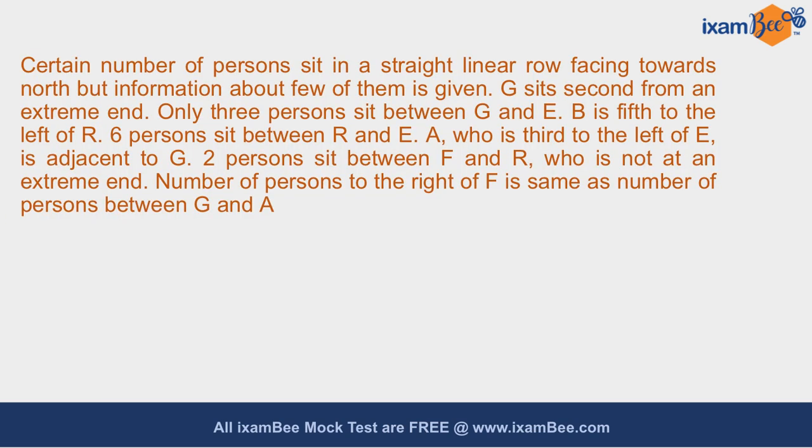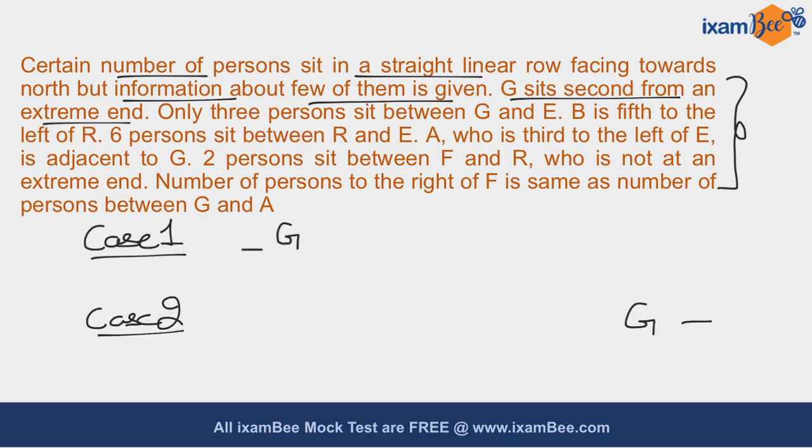Let us discuss the first question. Certain number of persons sit in a straight linear row facing towards the north, but information about few of them is given to you. You have to read this complete information in order to solve the question. So we'll read the information statement by statement and we'll draw the possibilities accordingly. Now it is given to you that G sits second from an extreme end. So basis on these conditions, two cases are possible. Accordingly, I have drawn the two cases.